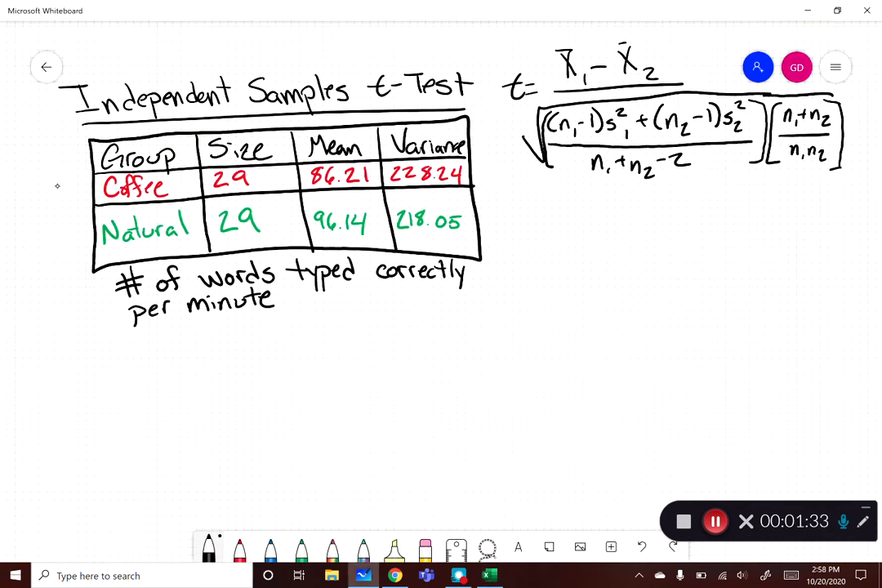But I'm going to go through and show you how to do it by hand. With that, we have the values that we need, but the key part with any of these is to start off with our null hypothesis. So again, H0 is the mean number of words typed per minute does not differ across the two groups. So we see equality here.